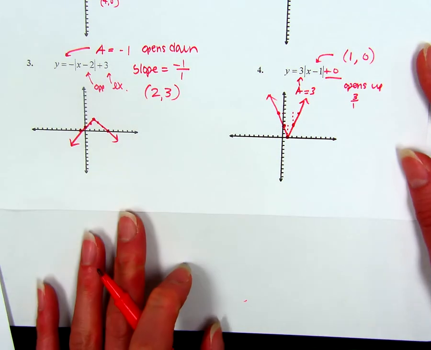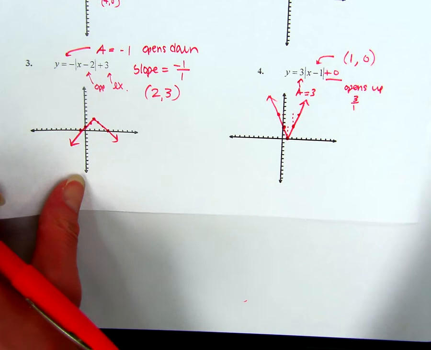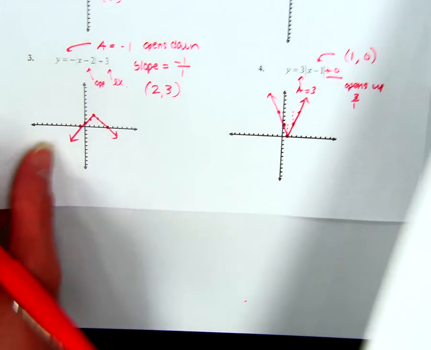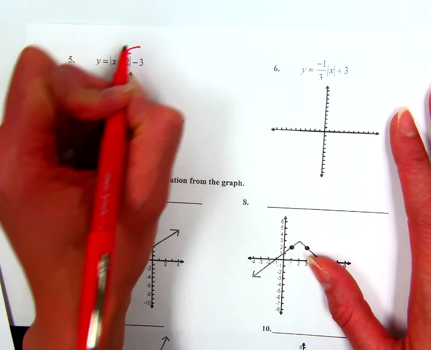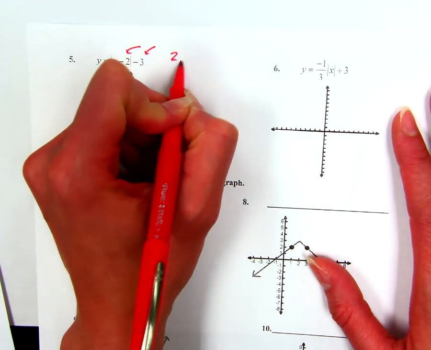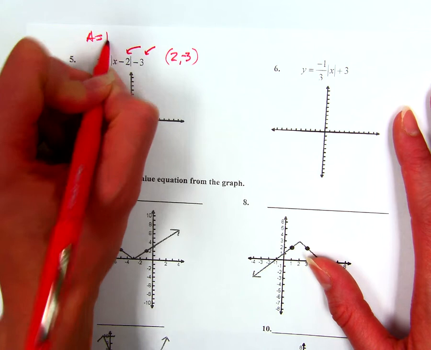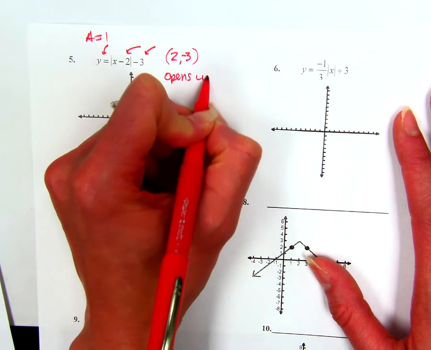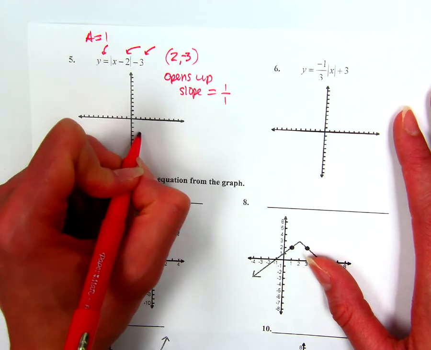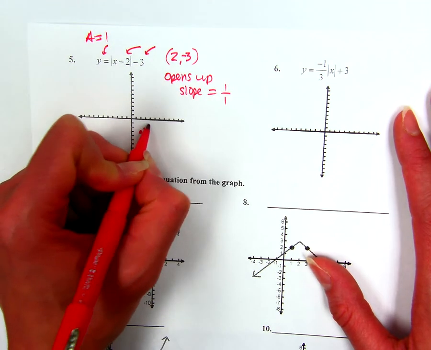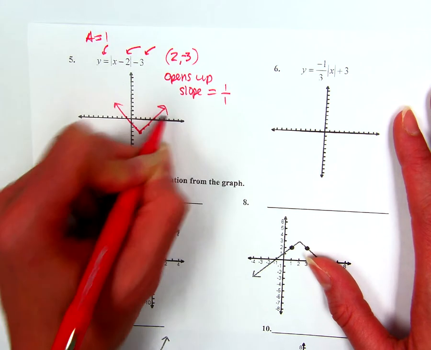And there's my graph. Okay, so everything on the back, oh wait, 2 more problems that we have to draw, and then after that we have to come up with the equation. All right, number 5 and 6, I'm just going to go through those quickly. So my vertex is 2, -3, and my A is 1, so that tells me it opens up, and the slope is 1 over 1. So I'm going to start at 2, -3, and I'm going to go up 1 over 1 in both directions.